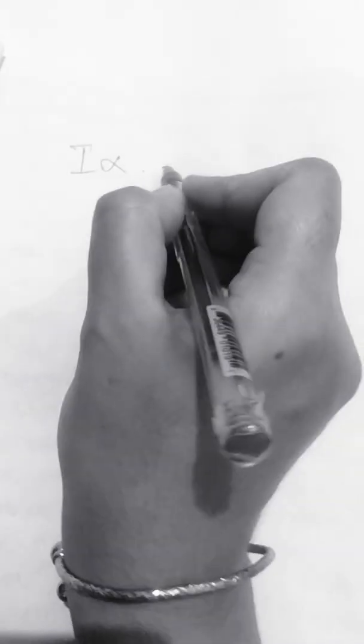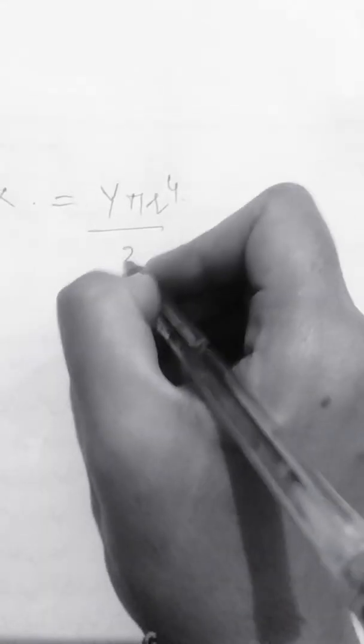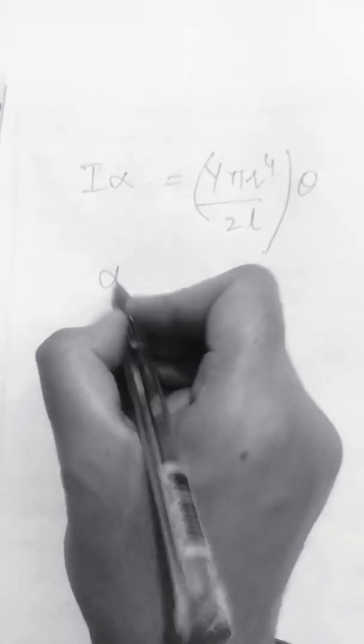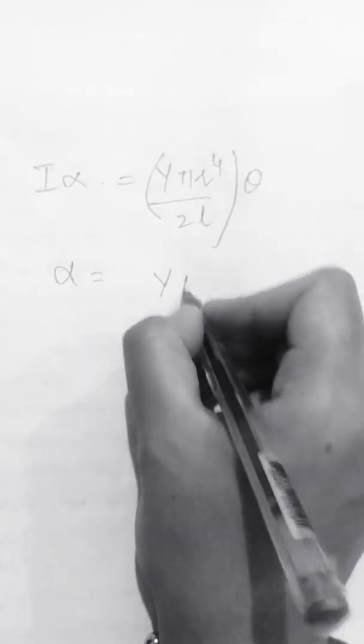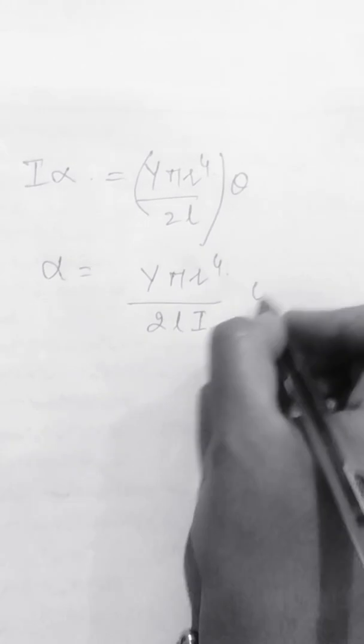So we can rewrite it on the next page that this I alpha is again equal to Y pi R^4 by 2L into theta. So we can write it as that alpha is equal to Y pi R^4 by 2LI times theta.